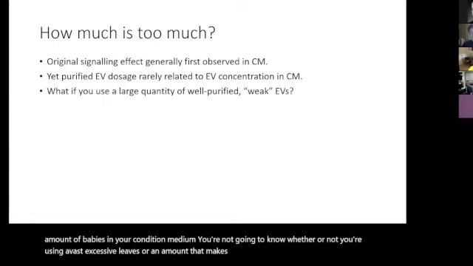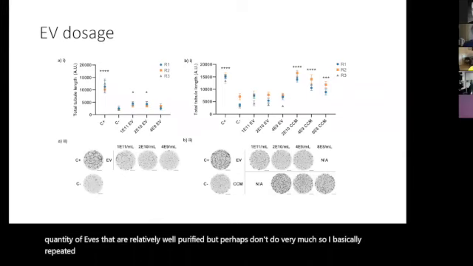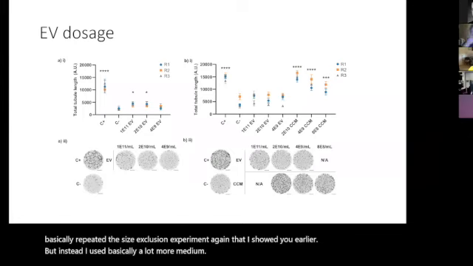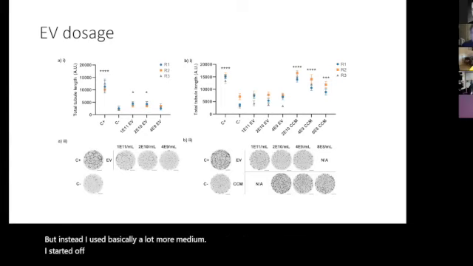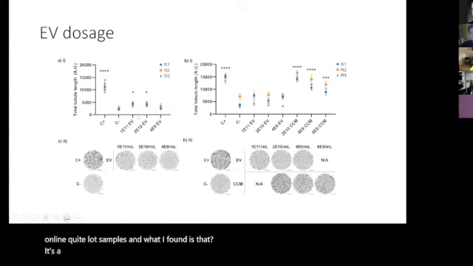So what happens if you use a large quantity of EVs that are relatively well purified, but perhaps don't do very much? So I basically repeated the size exclusion experiment again that I showed you earlier, but instead I used basically a lot more medium. I started off with about, I think, 1.5 liters, and I ended up with much higher concentrations, although I had quite a lot of sample loss. And what I found is that it's a weak signal, but at very high EV concentrations, you do get some weak stimulation of angiogenesis.